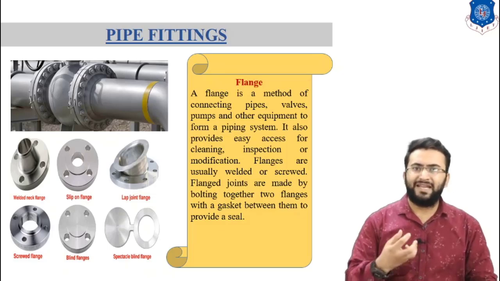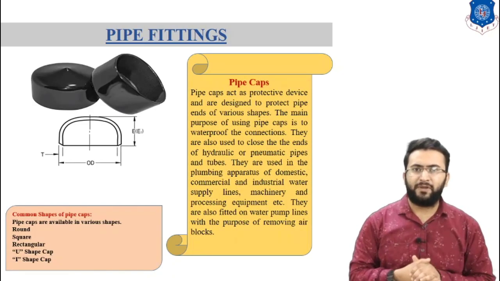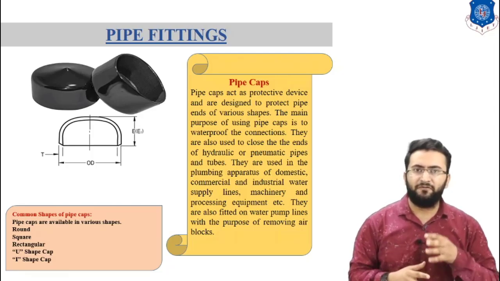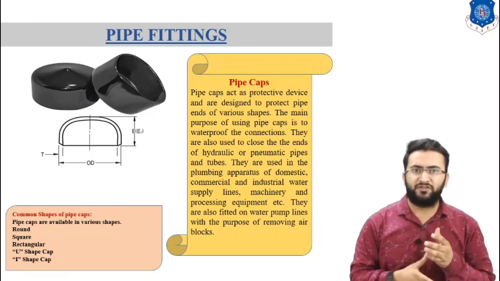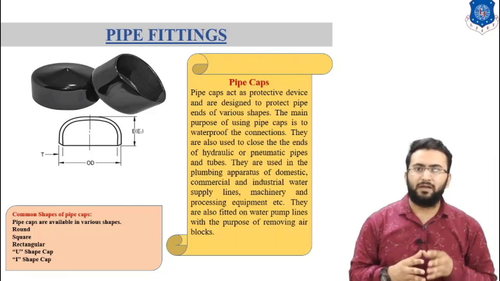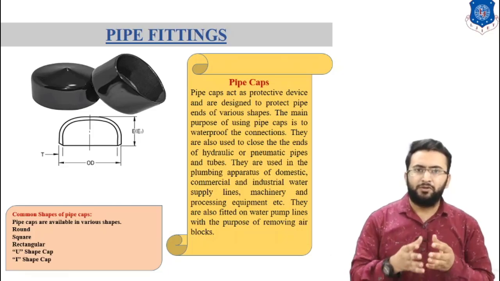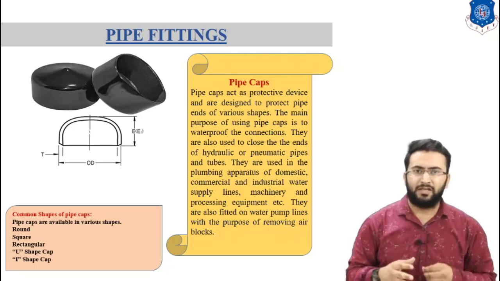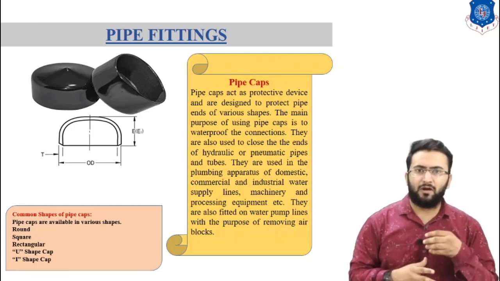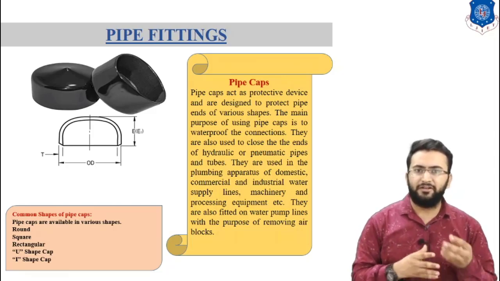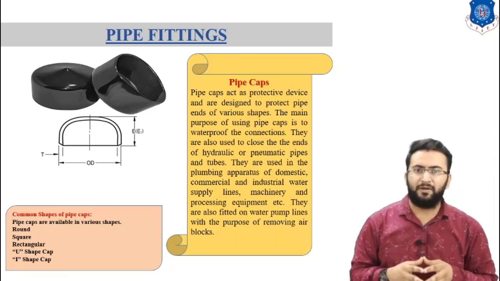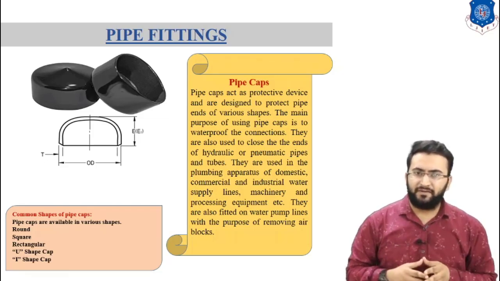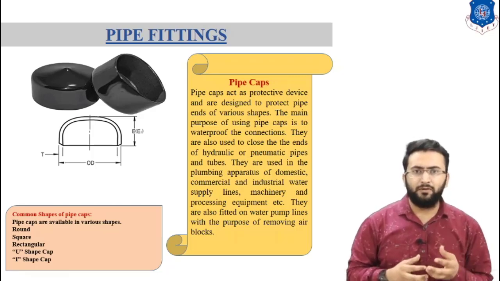So let's talk about the next pipe fitting, which is a pipe cap. Pipe caps act as a protective device and are designed to protect the pipe end of various shapes. The main purpose of using a pipe cap is to waterproof the connection, and they are also used to close the end of hydraulic and pneumatic pipe and tube. They are used in plumbing apparatus of domestic, commercial and industrial water supply lines, machinery and processing equipment. They are also fitted on water pump lines for the purpose of removing air block.